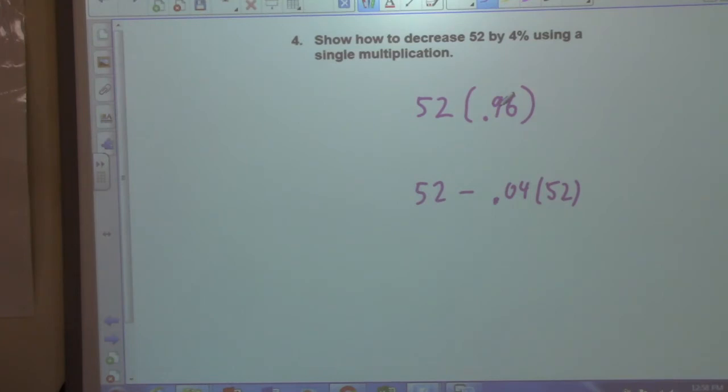Can you explain what you're doing again? Okay, yeah, I'll explain. In a different way? What happens is you're going to decrease by 4%. So you have 52 minus 4% of 52, right?